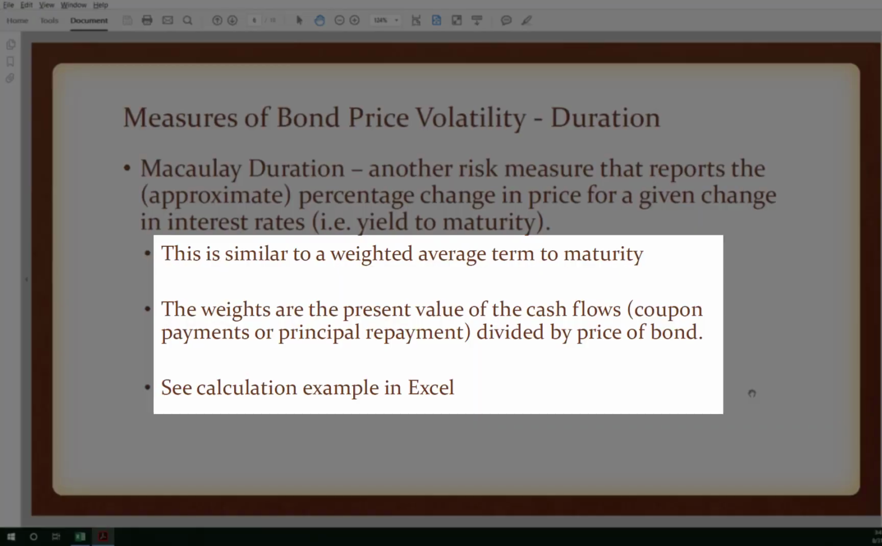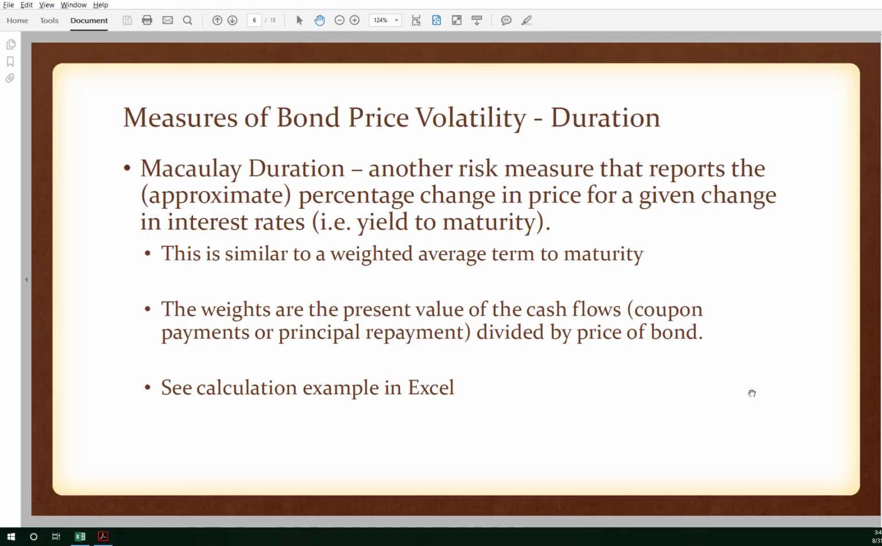So this is similar in terms of calculation to a weighted average term to maturity. That's not really a good interpretation of things, but that's the way you'd calculate the Macaulay duration. When we're doing the calculations, the weights are the present value of the cash flows, that is the coupon payments or the principal repayment. We're going to take the present value of those cash flows, and then we'll divide it by the price of a bond to get the weights. So this is probably best seen in an example here in Excel.